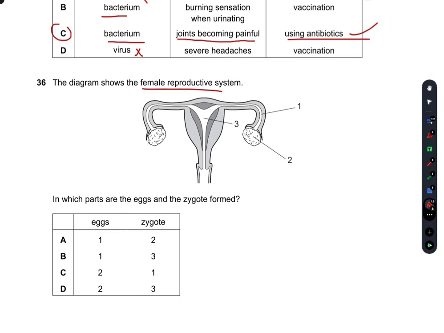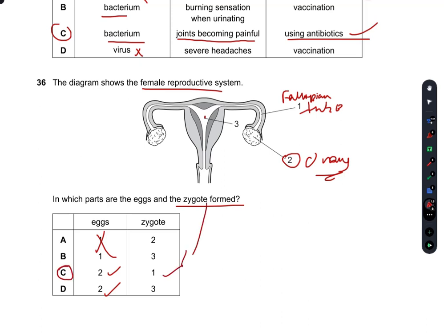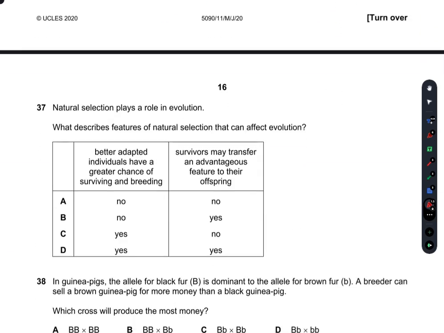The diagram shows the female reproductive system. In which parts are the eggs and the zygote formed? So 2 is the ovary, and the ovary is the place where the egg is produced. So A and B are incorrect. And where is the zygote formed? If we check, the zygote is formed in the fallopian tube. The fallopian tube is the place where fertilization takes place, and then this zygote is carried to the uterus, 3. So 1 is the place where fertilization occurs and the zygote is formed. So C is the right answer.